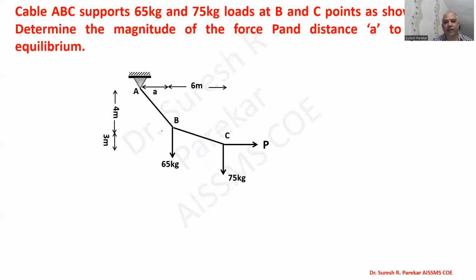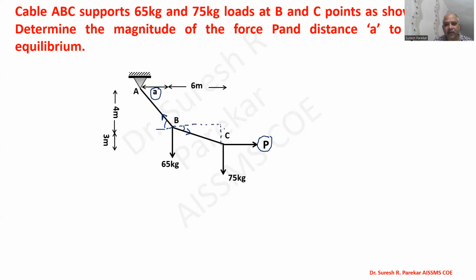Then we will go with one problem. This was also asked in examination, and we have to find the value of P and the value of A. Now reactions are not asked, so we will check which joint we can go for. If I go to joint B, here the tension is unknown, here the tension is unknown, and this angle is also unknown. This angle we can find.